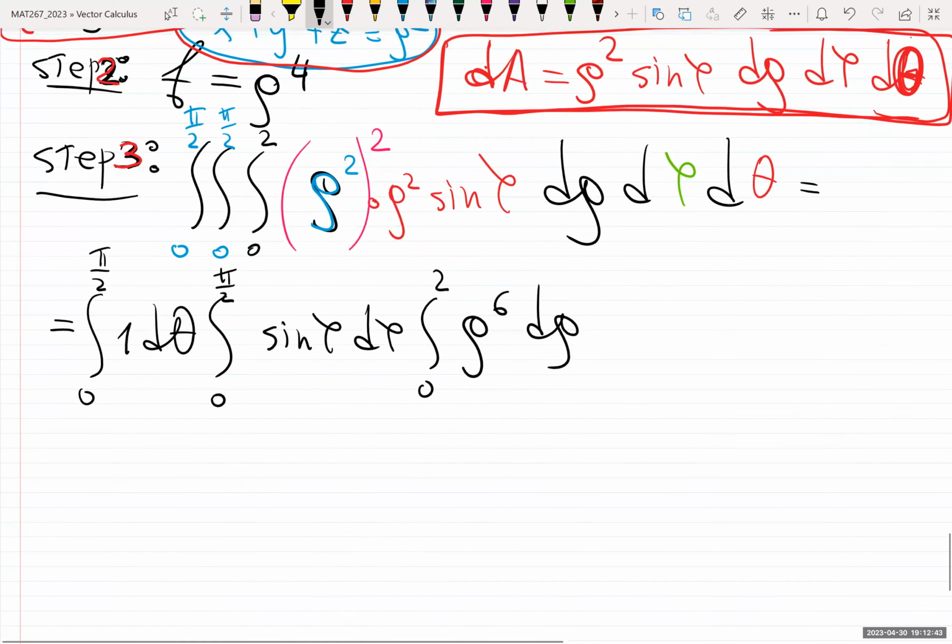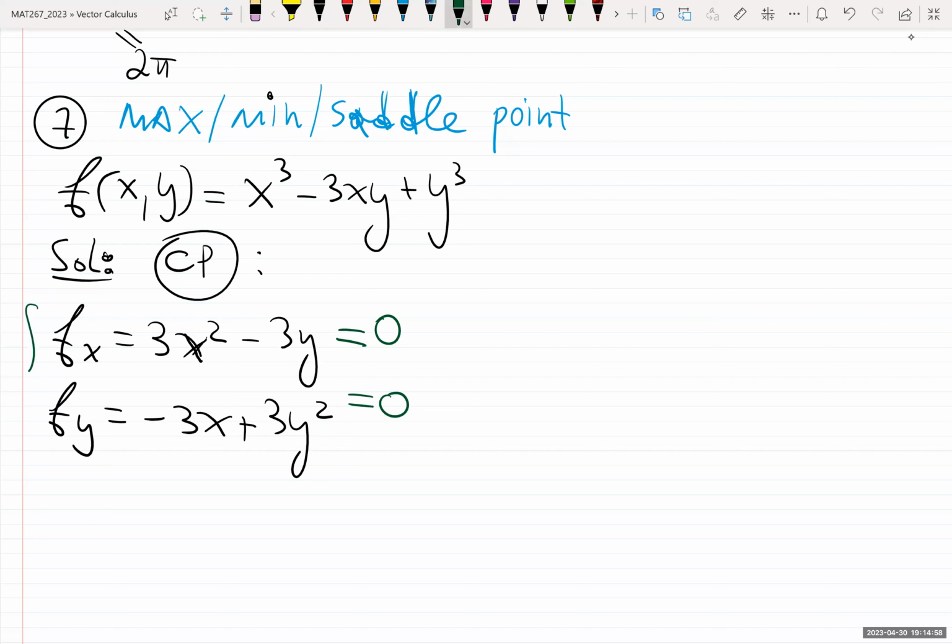Solution. Just like in calculus 1, you start with finding critical points. Critical points are coming from derivatives. It's just that now they are partial derivatives. So you just find partial derivatives. With respect to x, it is 3x squared minus 3y. With respect to y, it is minus 3x plus 3y squared. Now the problem is you need to solve them. Critical points come from taking the derivative and finding where it is 0 or does not exist.